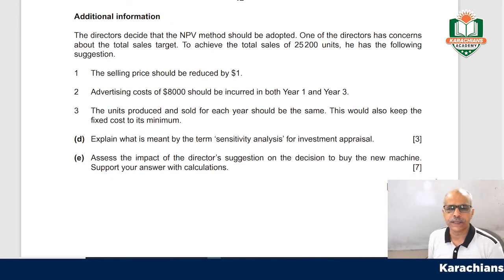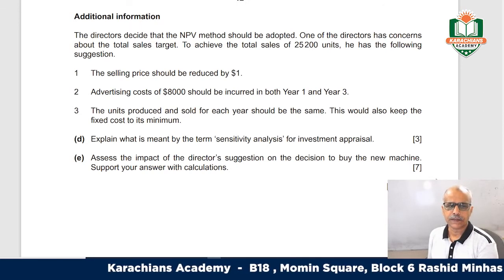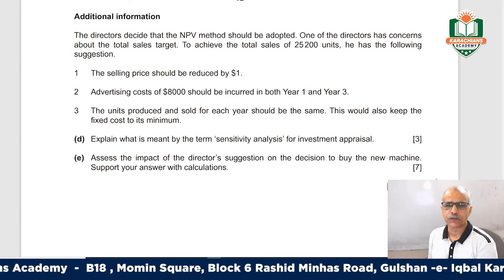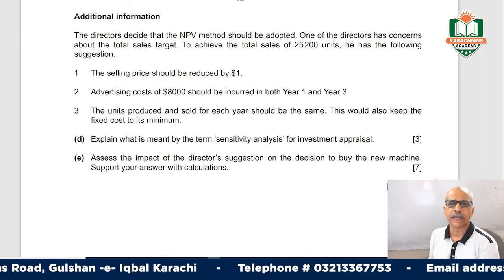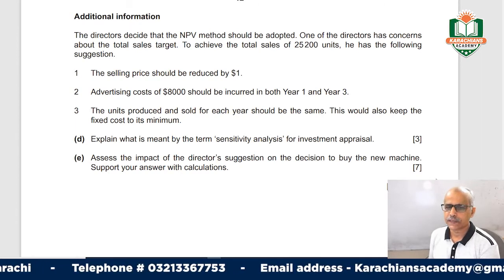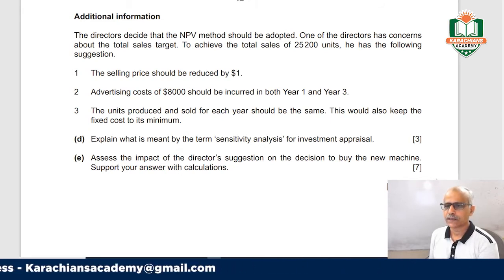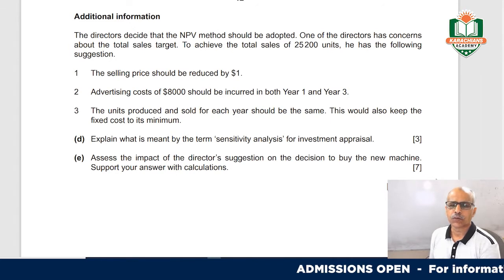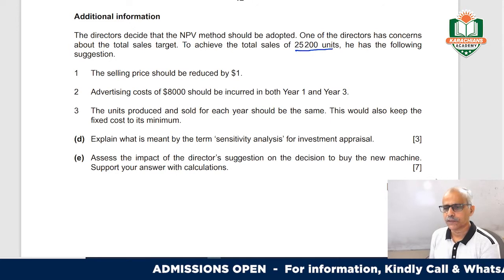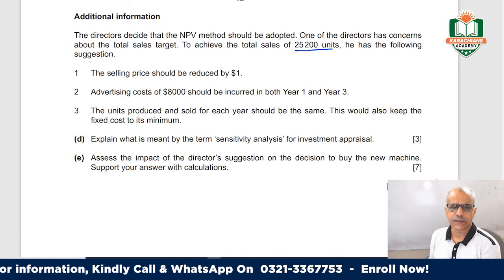Okay, this is part C, and part C says the directors decide that the NPV method should be adopted because your NPV at the cost of capital of 10% was positive. So the NPV method is fine. They have adopted this. One of the directors has concerns about the total sales target. To achieve the total sales of 2,500 units, he has the following suggestions. One of the directors is giving a few suggestions.